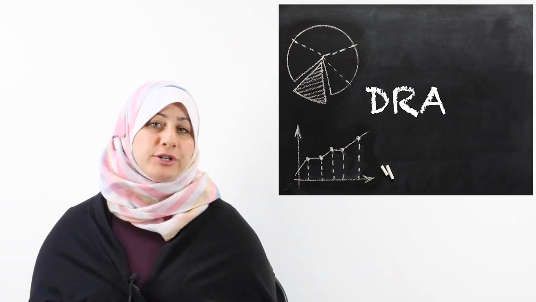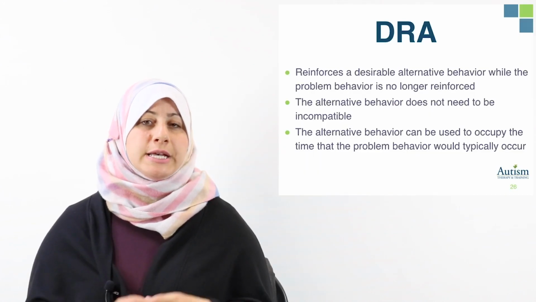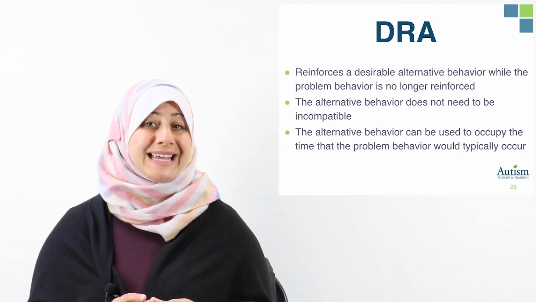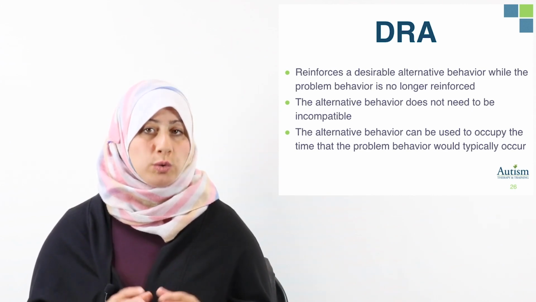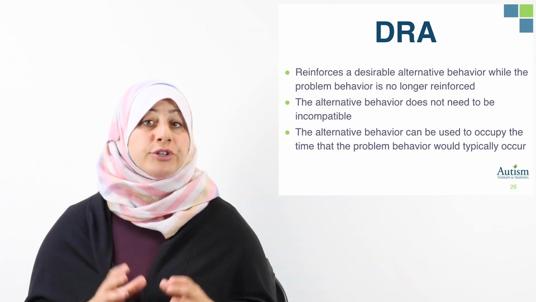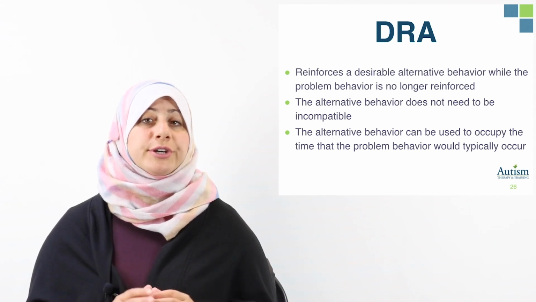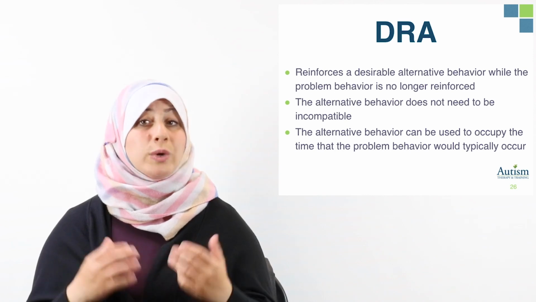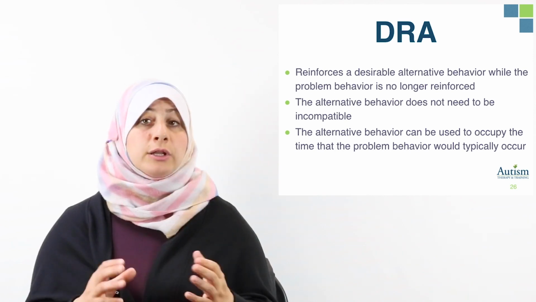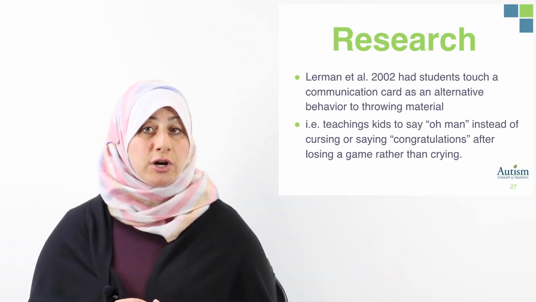Let's talk about differential reinforcement of alternative behaviors. So this is when you reinforce a desirable alternative behavior while the problem behavior is no longer reinforced. The alternative behavior does not need to be incompatible. The alternative behavior can be used to occupy the time that the problem behavior would typically occur. Lerman et al. 2002 had students touch a communication card as an alternative behavior to throwing material.